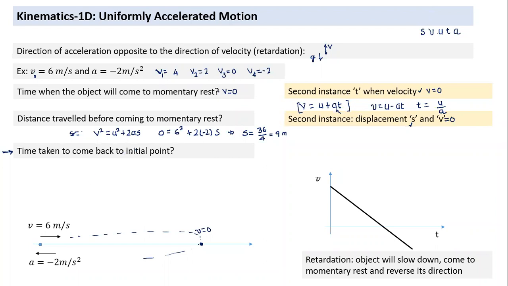Similarly, coming back to initial point means what? Here u equal to 0? I mean, initial velocity will be 0? Time taken to come back to initial point. Can you visualize what will happen? See, it is moving, and this initial value is given. How much time will it take to come back to initial point?